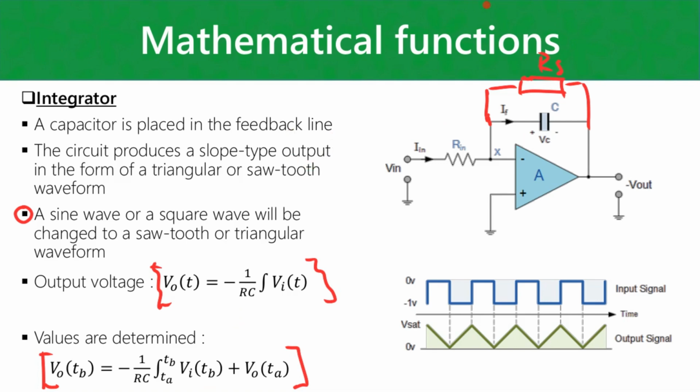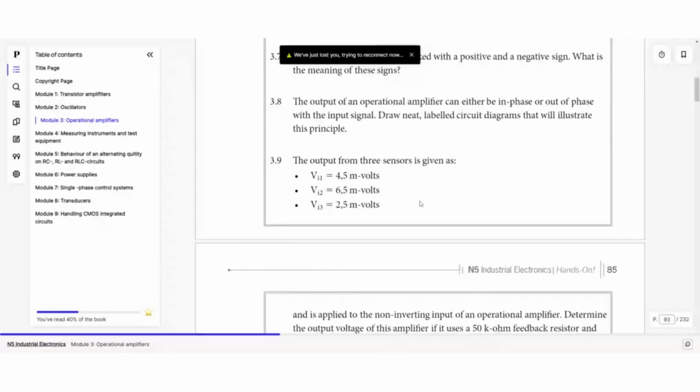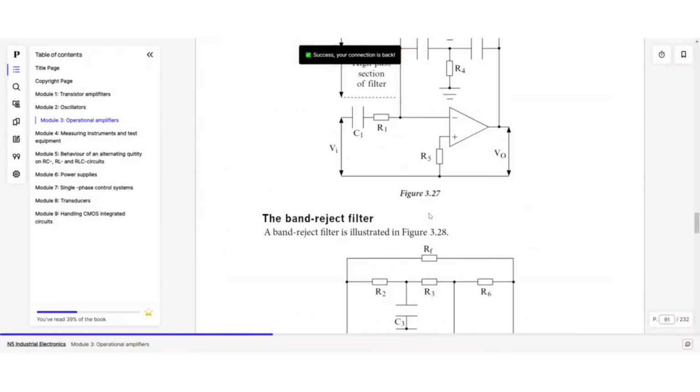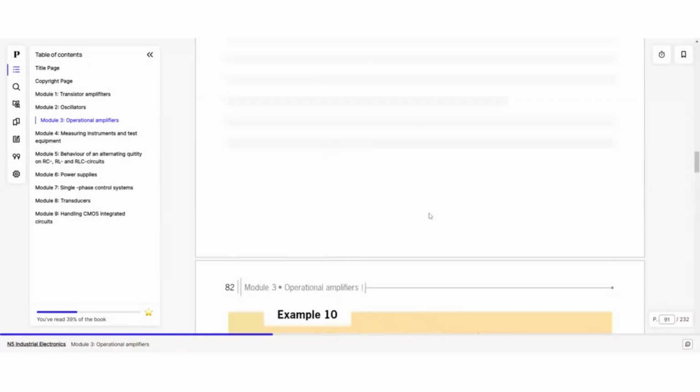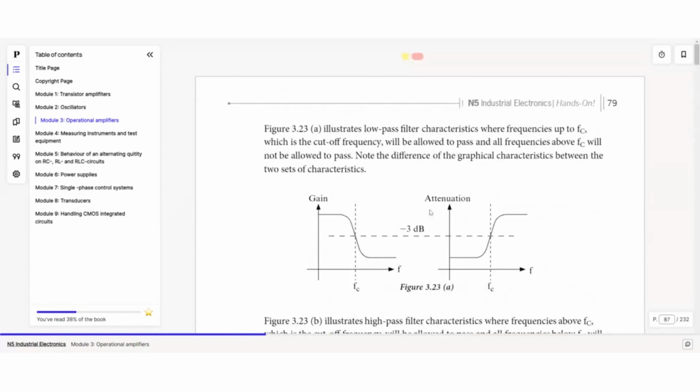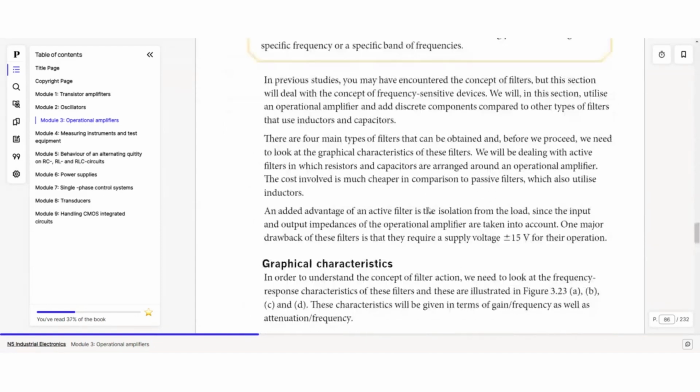Okay, but I just want to quickly show you guys where in the textbook this example is. We don't really have tons of time, but let me show you what you have to do when doing this exercise. I want to show you the example of the practical integrator here. There's also a minimum frequency at which integration will occur, so that's something you will need to be able to calculate.